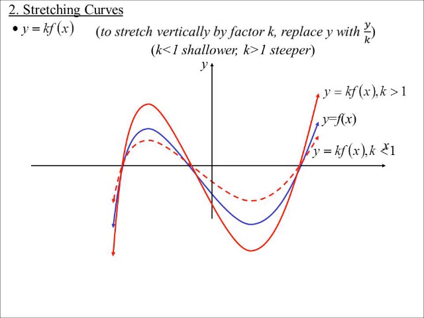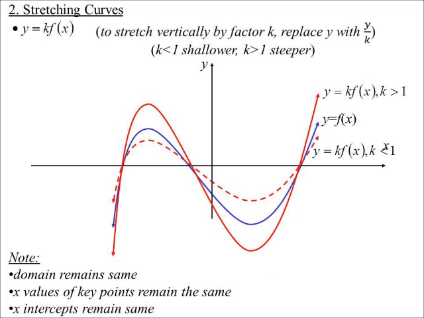Now, when we're stretching vertically, the domain is not going to change, because all I'm doing is stretching it vertically. The range might change. In this case, the range was all real y, so it's not going to change, but for some functions, the range might change. The x values of all those key points stay the same, but obviously the y values change. And the x-intercepts would stay the same. So anything to do with x stays the same.